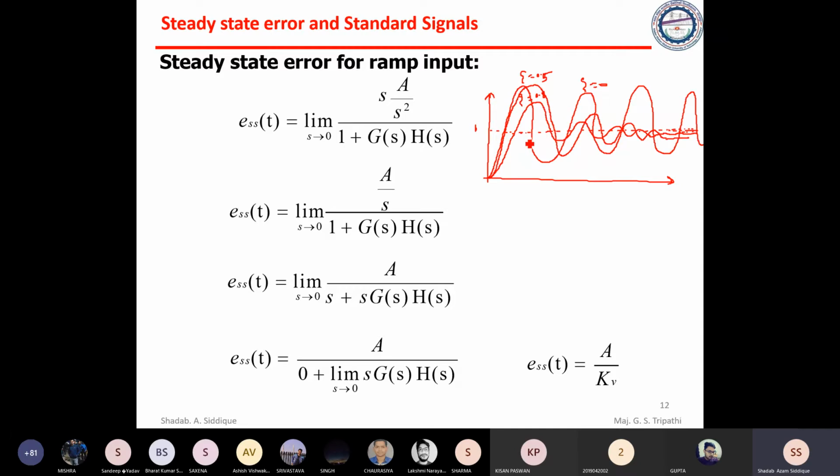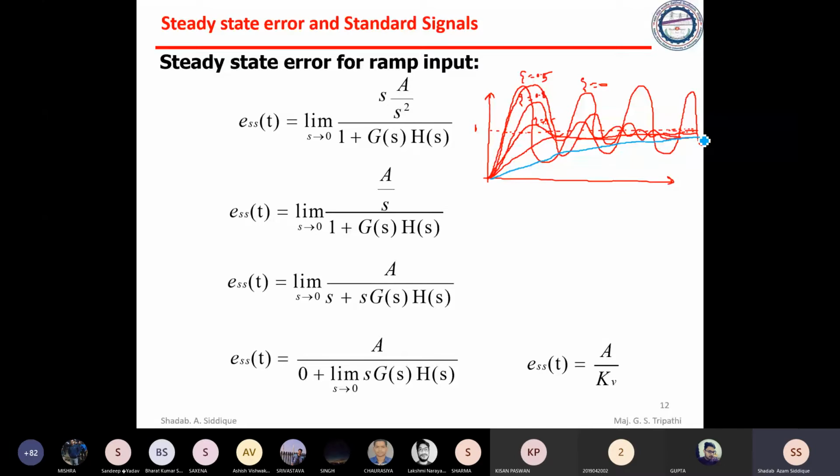Now if zeta is equal to 0.9 or 0.95, it will be like this. If zeta is equal to 1, it will be approaching like this. If zeta is equal to 2, or zeta greater than 1, it will move slowly and settle down at some value. So that is the response you are getting.